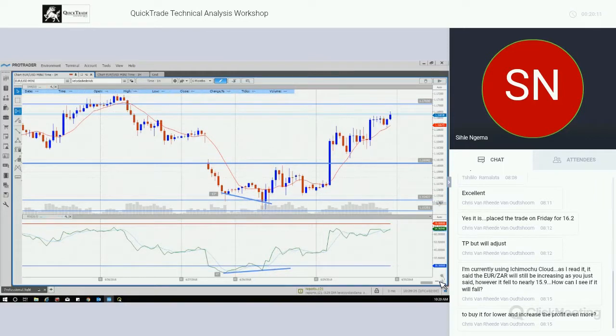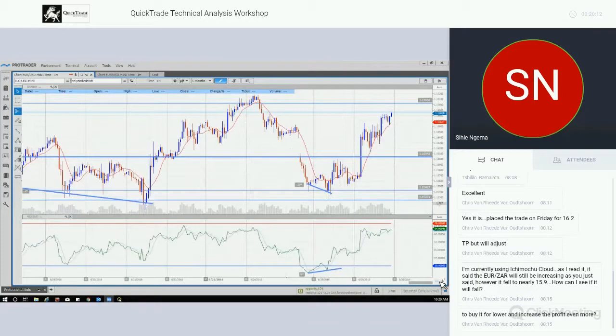So this is what happened on the euro US dollar. Now on the euro US dollar, I'm looking at 1.17. From 1.17, I'm looking at 1.18. So those are the levels I'm looking at on the euro US dollar. Yeah, that's what I'm looking at there.